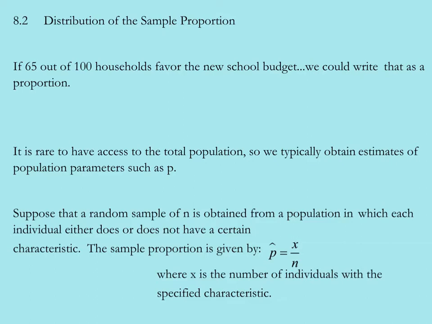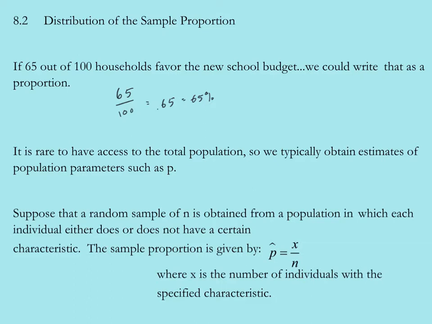If 65 out of 100 households favor the new school budget, we could write that as a proportion. So this is just telling you what a proportion is. We could write that 65 out of 100 as a fraction, or a decimal, 0.65, or a percent, 65%. You've done that before, but those are examples of proportions. This to that, 65 out of 100.